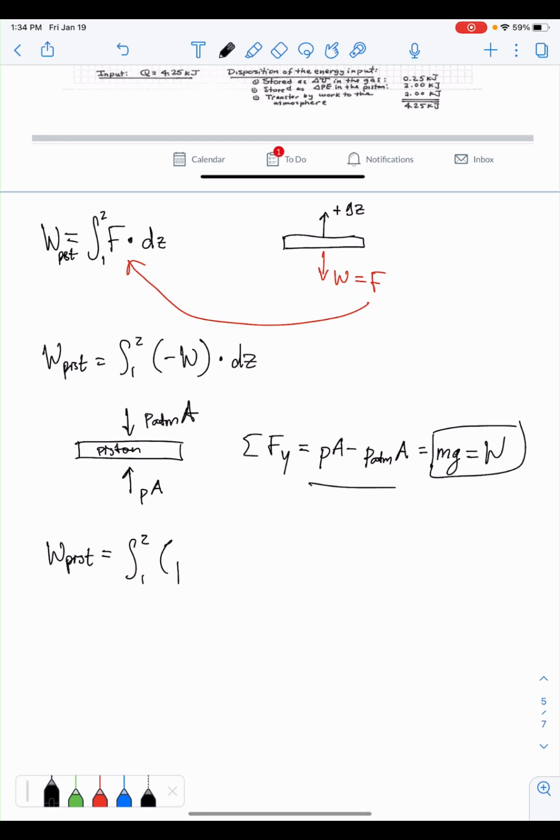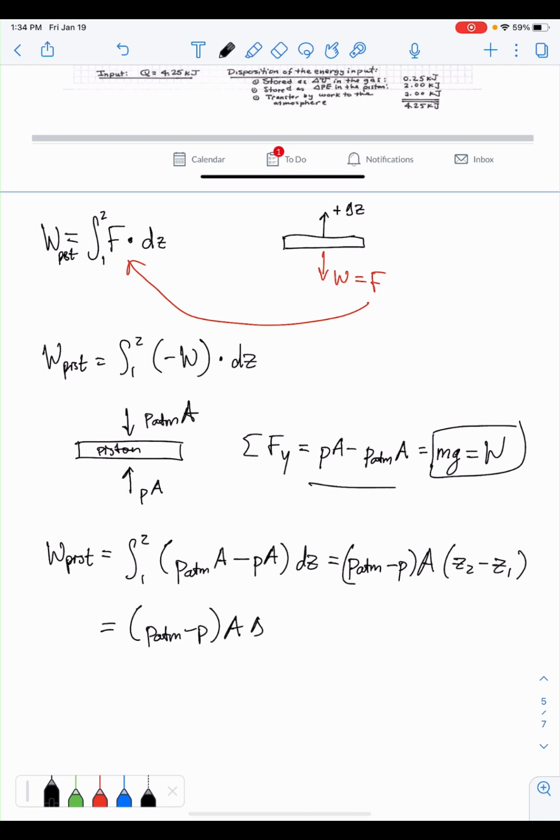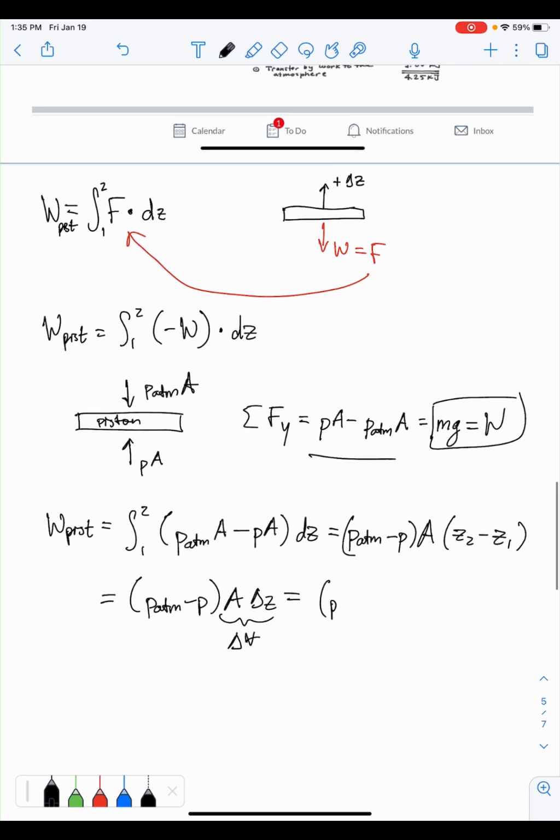So it's negative, so we can switch this around. Evaluate the integral. There's no z terms, so we can say the following. We're going to further simplify this. That's just the change in z. And finally, you say that the cross-sectional area of the piston multiplied by the change in height is just the change in volume of the overall configuration.